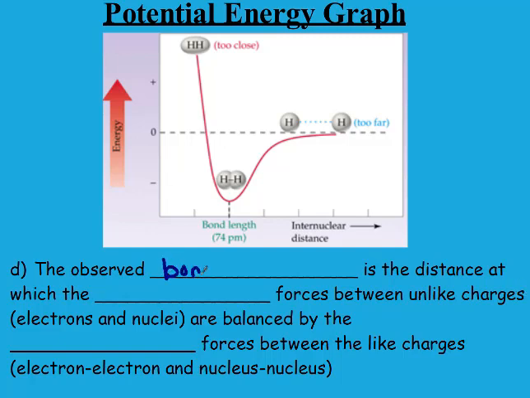The observed bond length is the distance at which the blank forces between unlike charges. So if it's between unlike charges, it should be the attractive forces, which would be between the electrons and the nuclei, are balanced by the blank forces between the like charges. That would be repulsion. And that would be between the electron-electron and nucleus-nucleus.